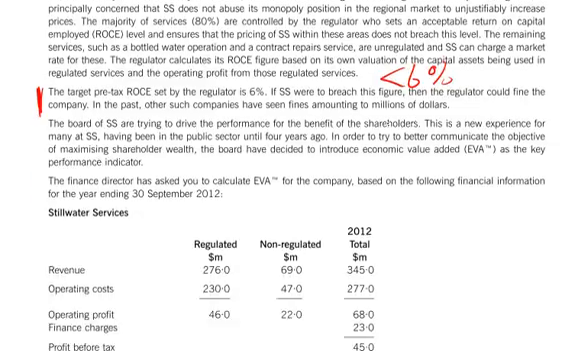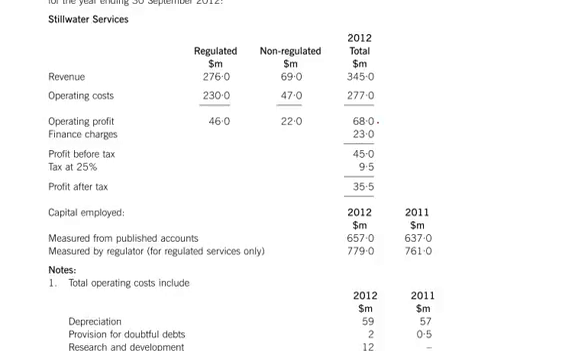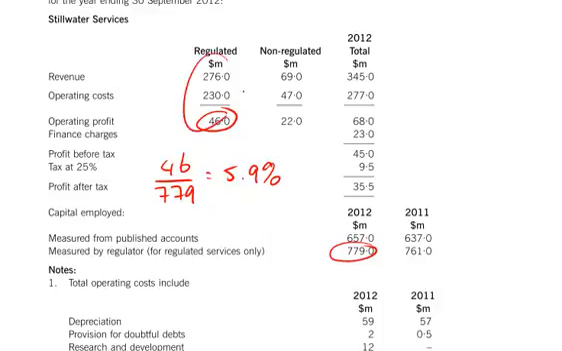What is the current return on capital employed? Nothing fancy in this. It would be the operating profit of 46 in the regulated business, and as measured by the regulator, the capital employed is 779. So 46 over 779 gives a return on capital employed of 5.9%. So we get away with it. No fines going to be coming along there, but we're more or less right up against the barrier of return on capital employed. We're not going to be able to increase this operating profit very much.